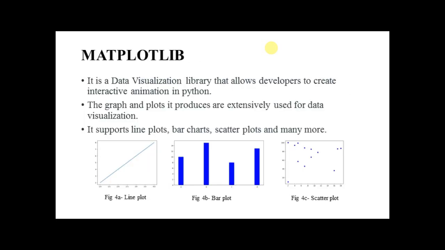The second library that we are going to look at is matplotlib. Matplotlib is a data visualization library. What does data visualization mean? We have data, and the computer can understand the data very well, but we as humans try to find patterns in every piece of data. So for finding patterns, for our user-friendliness, we developed a library called matplotlib. This library allows the developer to create interactive animations in Python.